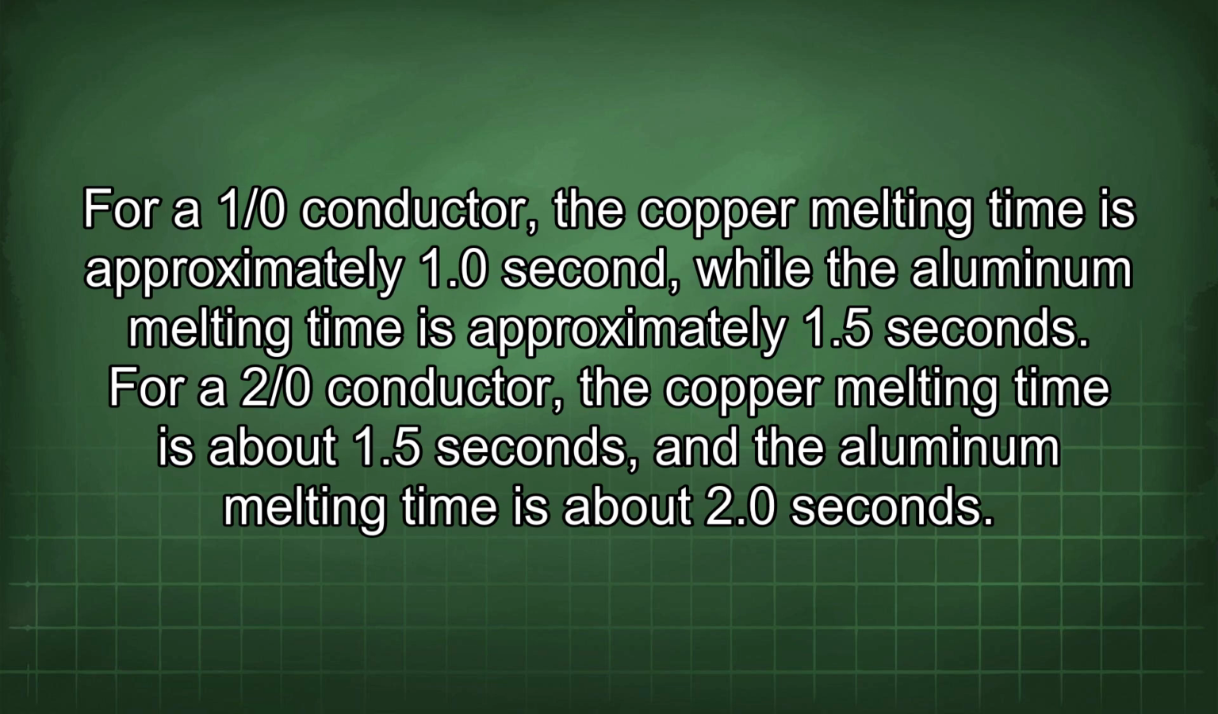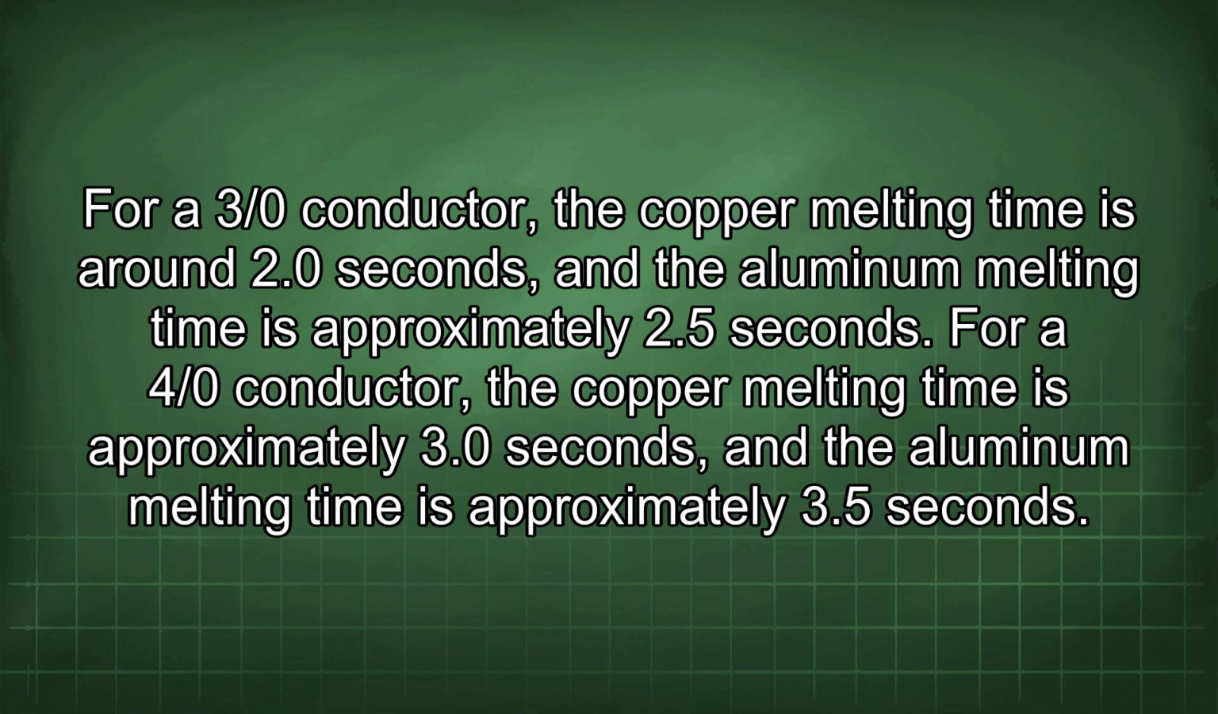For a 1/0 conductor, the copper melting time is approximately 1.0 second, while the aluminum melting time is approximately 1.5 seconds. For a 2/0 conductor, the copper melting time is about 1.5 seconds, and the aluminum melting time is about 2.0 seconds. For a 3/0 conductor, the copper melting time is around 2.0 seconds, and the aluminum melting time is approximately 2.5 seconds. For a 4/0 conductor, the copper melting time is approximately 3.0 seconds, and the aluminum melting time is approximately 3.5 seconds.